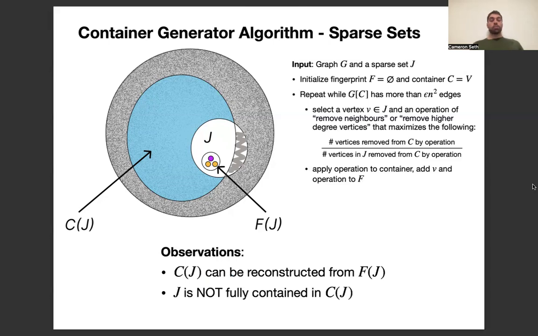And again, we have these key observations that the container, even though we use J to construct it, can be reconstructed just from the fingerprint. But now this time we have that J is not fully contained in the container, and really most of the proof is about proving that a sufficiently large amount of J is contained in the container. So I won't go into the details of that. For that, you'll have to check out the full paper.